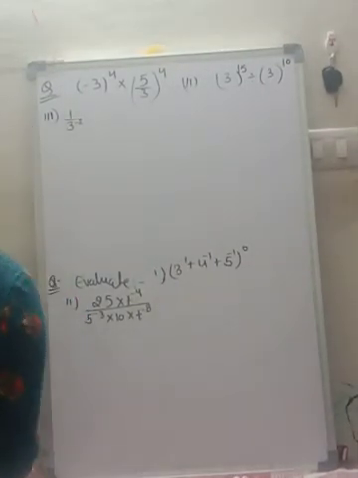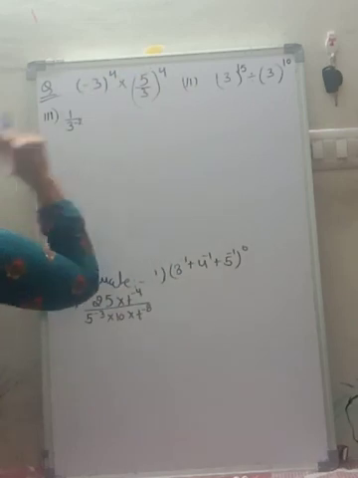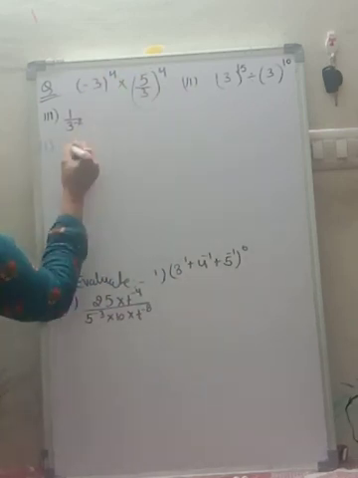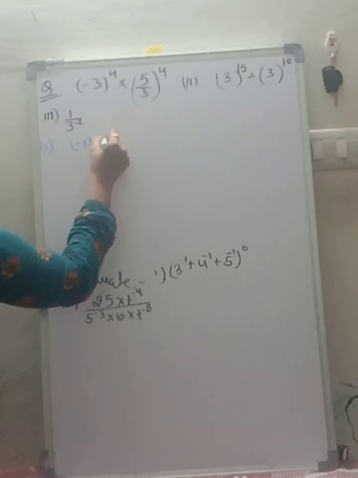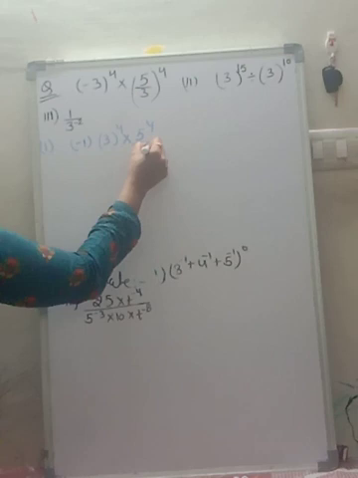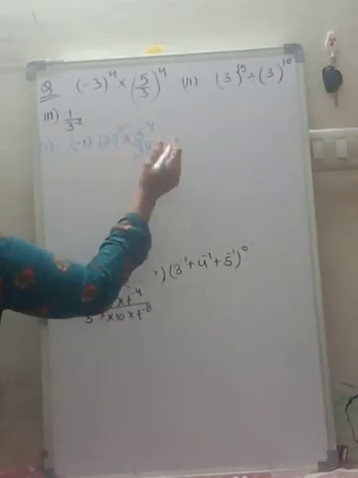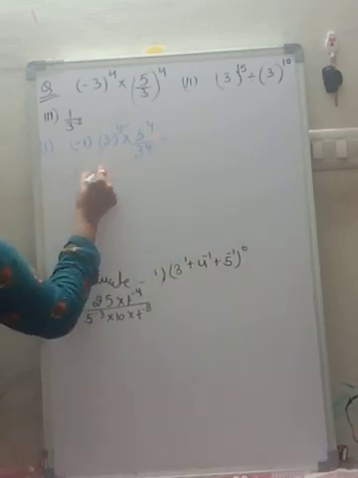Next question is (-3)^4 × 5^4 / 3^4. So now first you have to solve (-3)^4. Take minus 1 outside, and this is 3^4 and 5^4 and 3^4. Here 3^4 and 3^4 cancel.